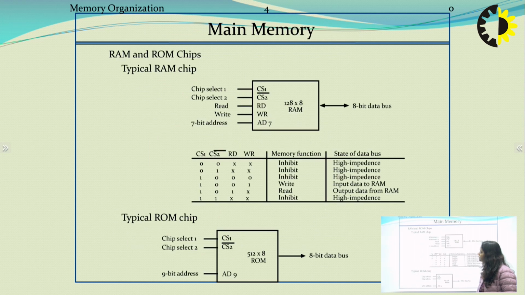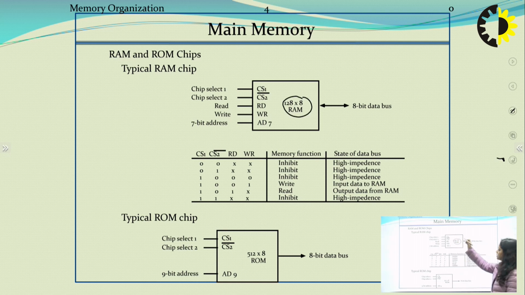Now next is the main memory. In the main memory, we have two types of memory. One is the RAM, that is random access memory, and another is the ROM, that is the read-only memory. Now, RAM is a memory which is used by your CPU system. Here we are considering RAM to be of size 128 into 8.